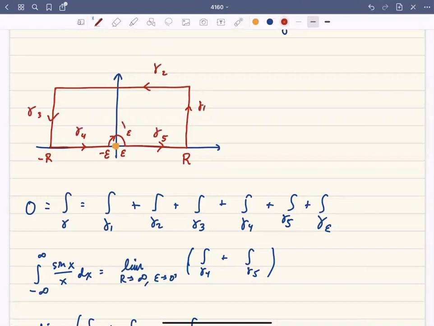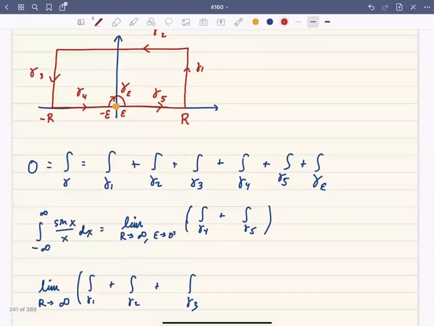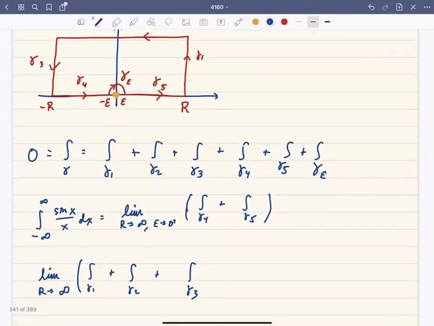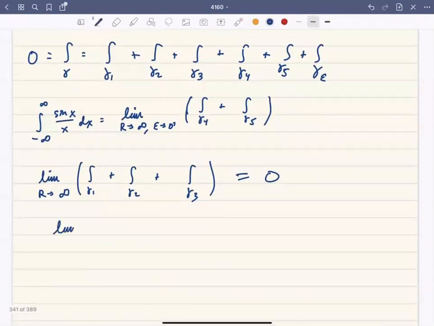All right. So what we're going to do first is think about what the integral over gamma 1, gamma 2, and gamma 3 is as r goes to infinity. It turns out that these integrals are not going to be equal to 0 for finite r, but as r goes to infinity, these will all be 0. I'm just going to evaluate one of them, and the others will be completely analogous. Let's just look at the limit as r goes to infinity of the integral over gamma 1. Again, we're integrating e to the iz over z dz.